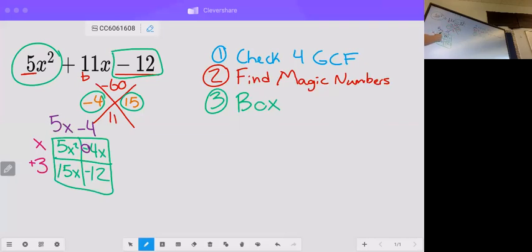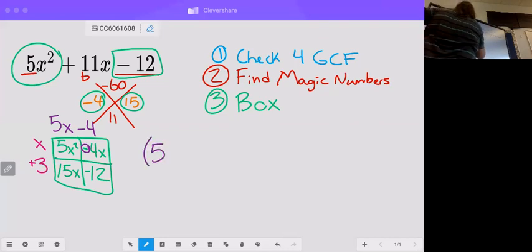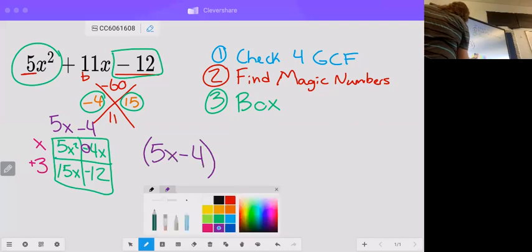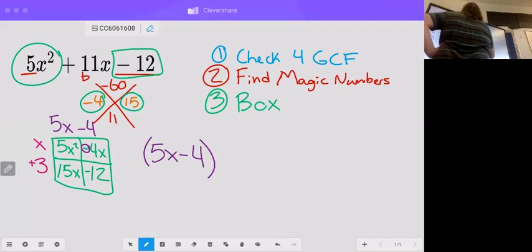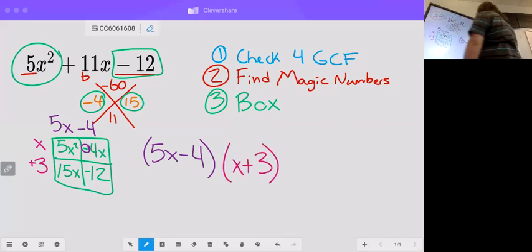Now, since we've got our columns and our rows, we are ready to write our equation in factored form. We've got 5x minus 4 as one of our pairs, and then our next piece is x plus 3, okay? That's our next piece. This is how you write it in factored form.